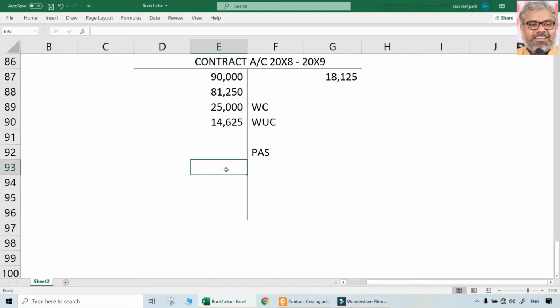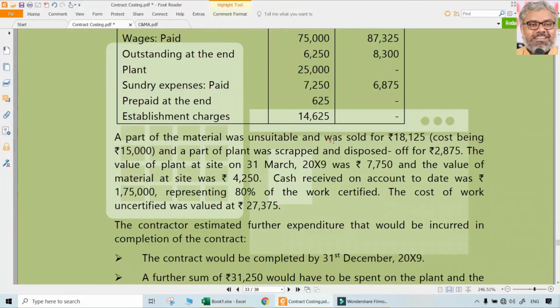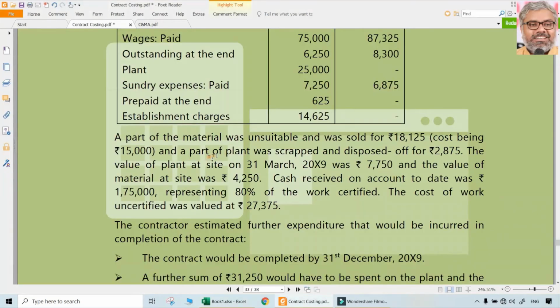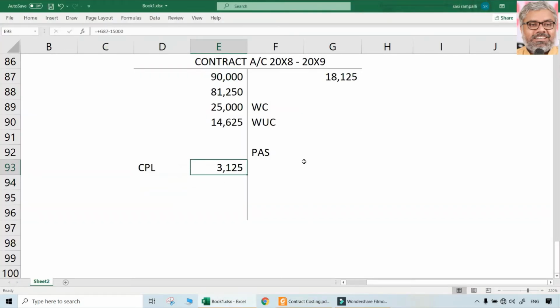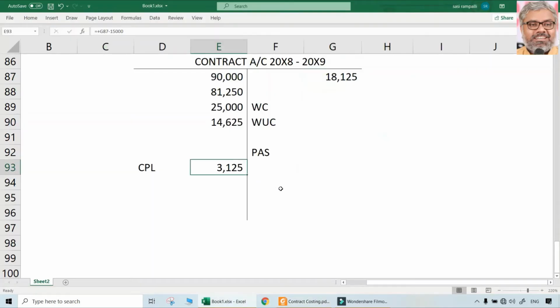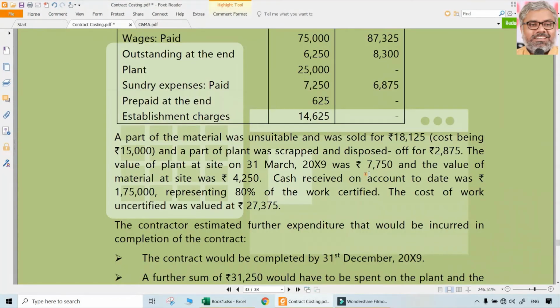Simply, what about the remaining? 18,125 minus the cost of that originally was, that is profit. That is 3,125. That can be directly transferred to the costing P&L account, because for that there is no need of completion of contract. We don't have to wait for that. It is not from the contract. It is separate profit generated by sale of materials. So 18,125 sale proceeds minus the cost of 15,000 comes to 3,125 as the profit from the sale of materials, which can be directly transferred to the profit and loss account in the same year.